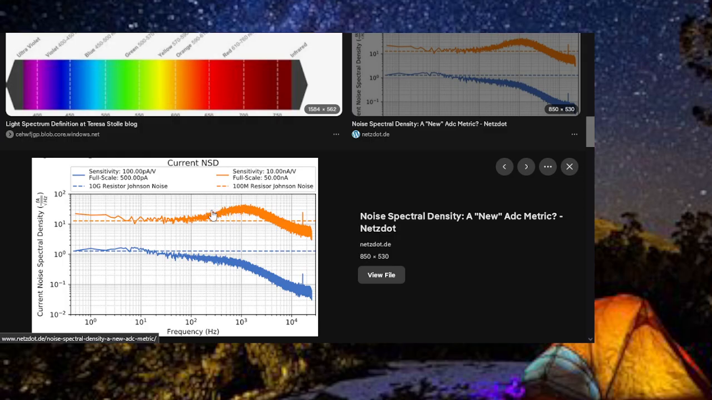This one has something amps per root hertz. Full scale is 500 picoamps. 10 gigohm resistor Johnson noise. There's a dotted line. The blue is sensitivity. It goes down as frequency goes up. Wait, that's spectral noise density. 10 to the 0? That's 1. Oh, is that 1 teraamp or something? I have no idea.